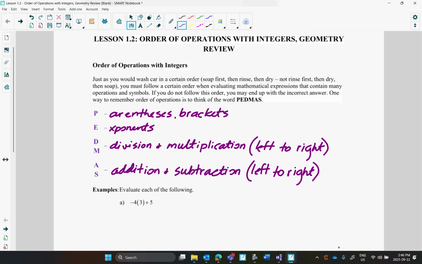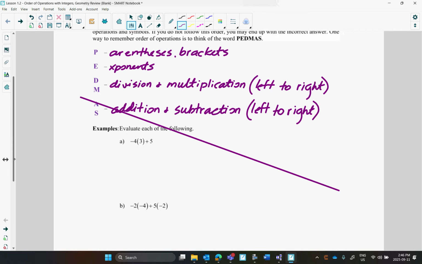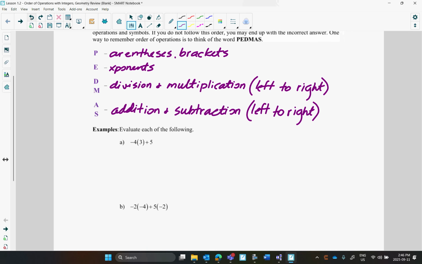Okay, so let's look at some examples. Remember, when you have two numbers that are right up against each other and one or both of them are in parentheses, it could look like this, or it could just look like this. These mean the same thing. What does that mean? What operation? Multiplication. Okay.